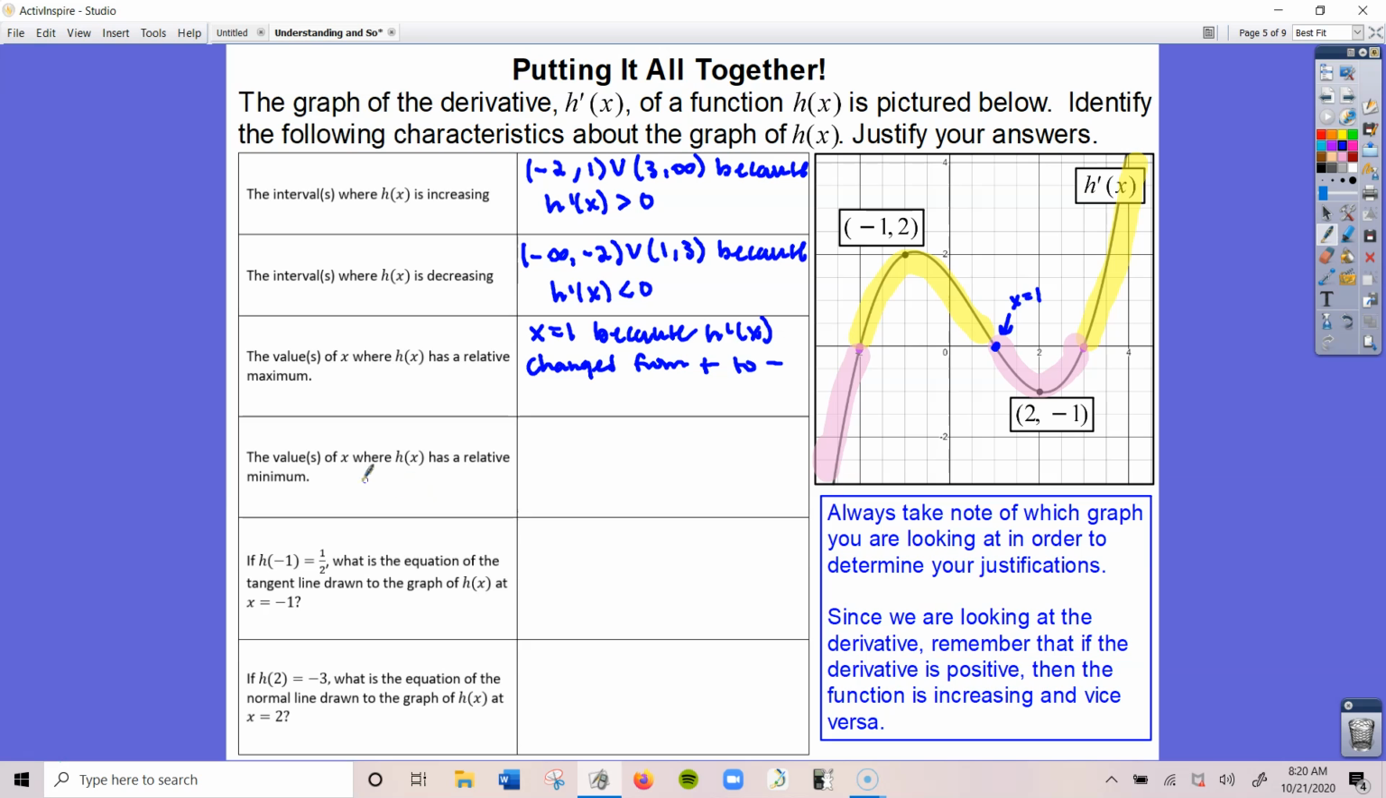Then where my function has a relative minimum, that occurs when my derivative changes from negative to positive, which occurs here and here.